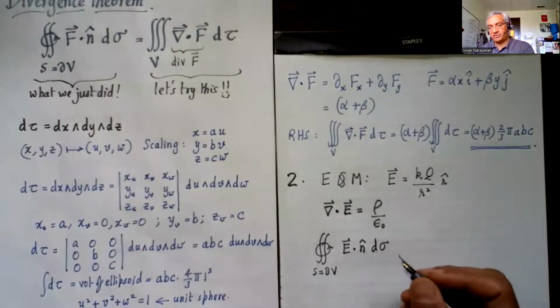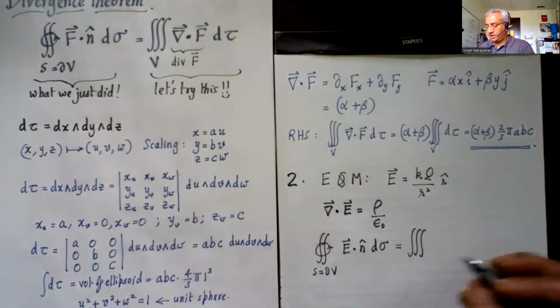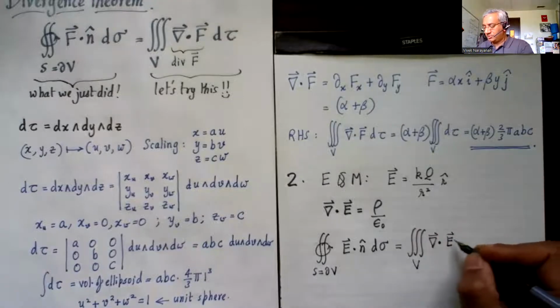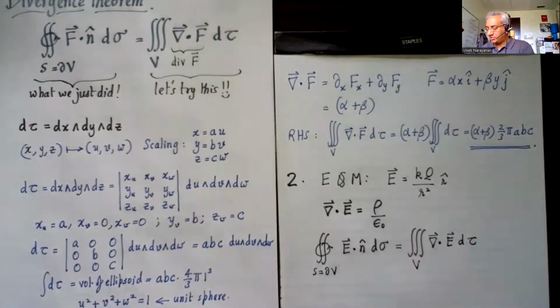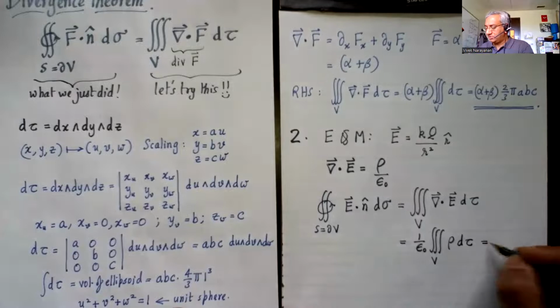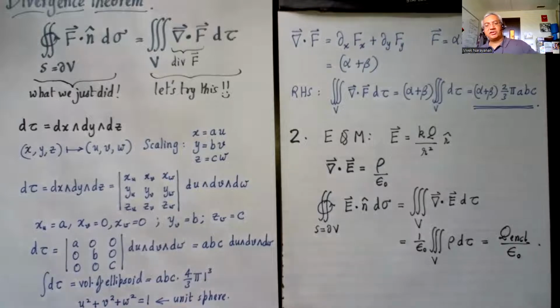So the electric flux through the surface will be equal to the triple integral over the volume of the divergence of the electric field times d tau. The divergence of the electric field is just the charge density rho divided by epsilon naught. So I'm going to get epsilon naught as a constant. The triple integral over the volume of the charge density times the volume is known as the total charge. So that's the enclosed charge in the volume divided by epsilon naught.